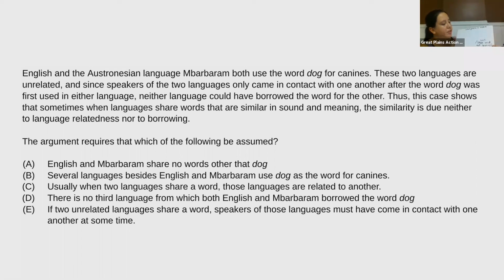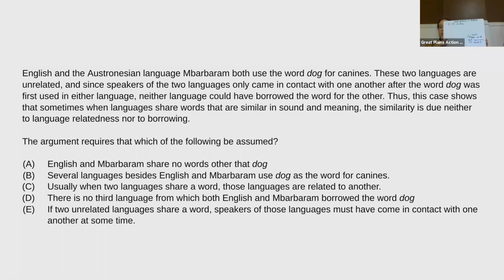So some language shares a word where there's not borrowing and the languages are not related. So let's look at the premises that we used to get there and see what's missing. All right, so starting out, English and the Austronesian language, Barbarum, both use the word dog for canine. So E and M both use the word dog for canine. All right, so E and M use dog.